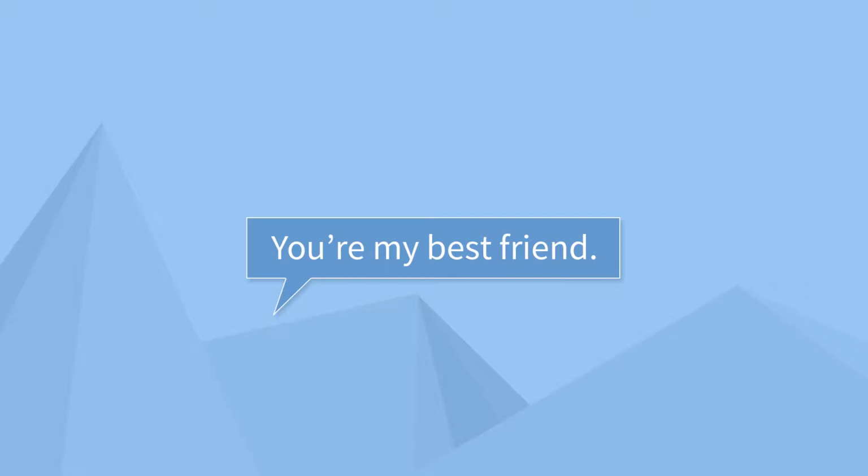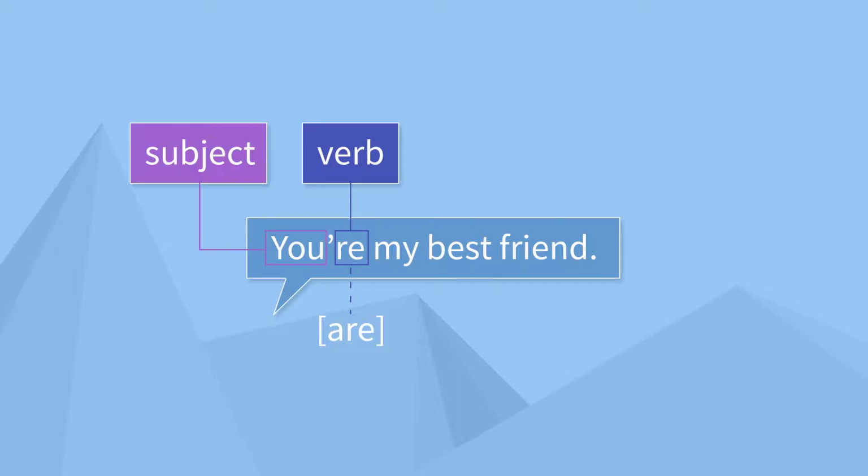Sentence number 3, you're my best friend. Okay, so the verb here might not be so obvious. Is there an action? Well, no. So there must be a state, right? Of course. The state here is actually just being something. In this case, being my best friend. The verb in this sentence is are, which is another form of to be. And who is my best friend? Well, you are. So the subject here is you. The subject is you, and the verb is are.